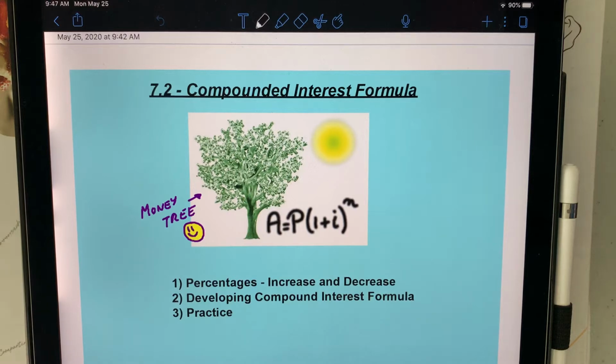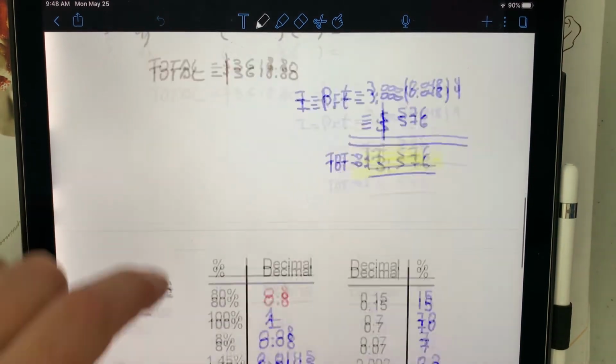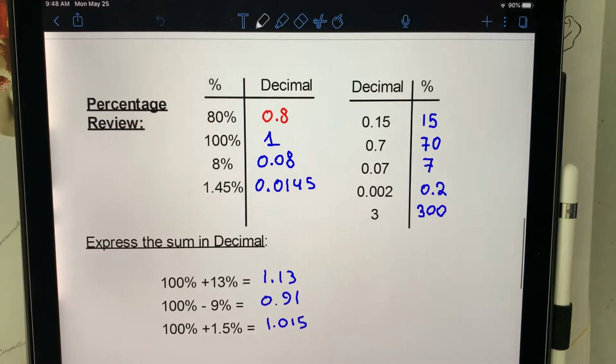So last time we talked about simple interest. Now let's talk about compounded interest and how we can get a formula for it. Yes, that is a money tree. I found it. So let's go into something before.